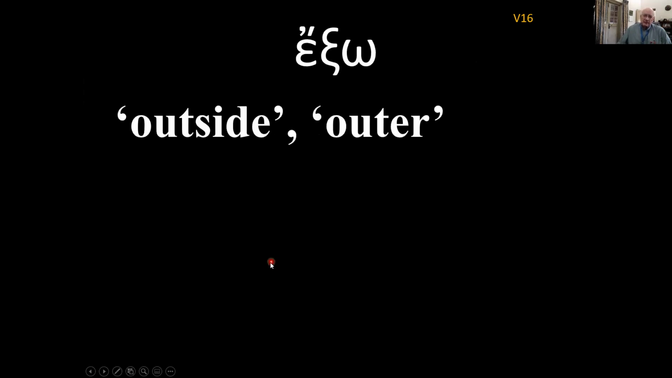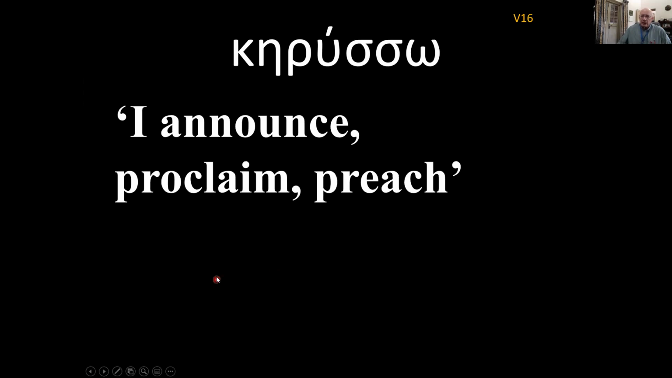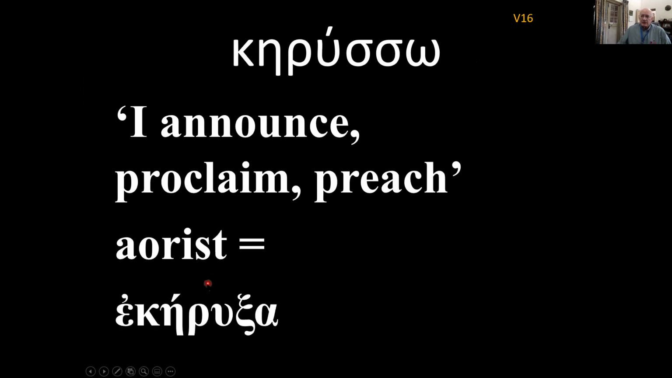Exo, outside, outer. Kerusso, I proclaim, I preach, I announce. Kerusso, a very common verb in the New Testament, of course. The aorist, ekeruxa. The sigma has changed to xi. The verb has changed, and we have to memorize the aorist form. I proclaim. The aorist indicative, I proclaimed, ekeruxa.